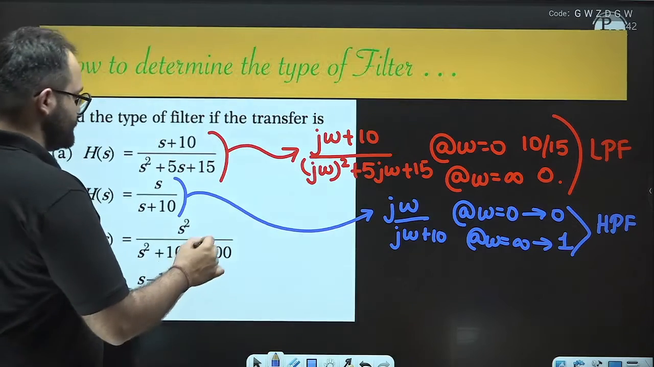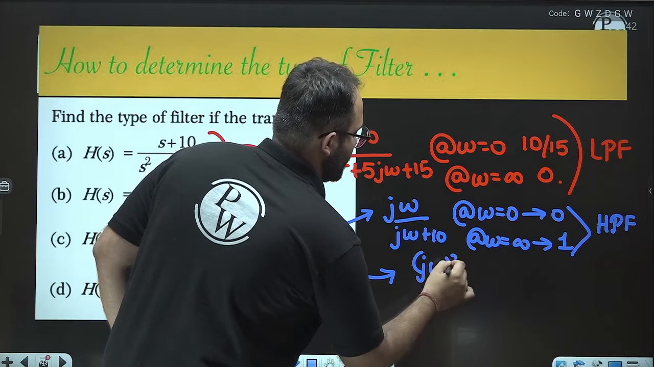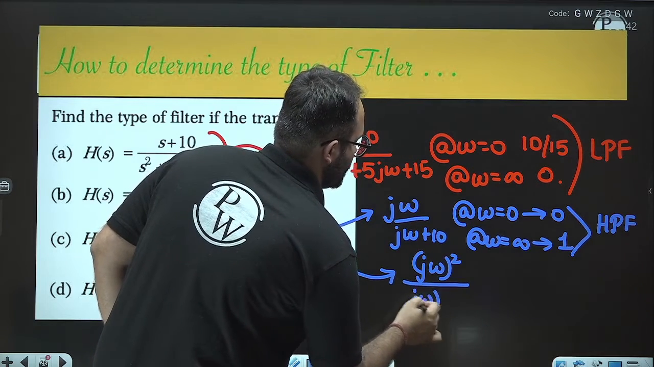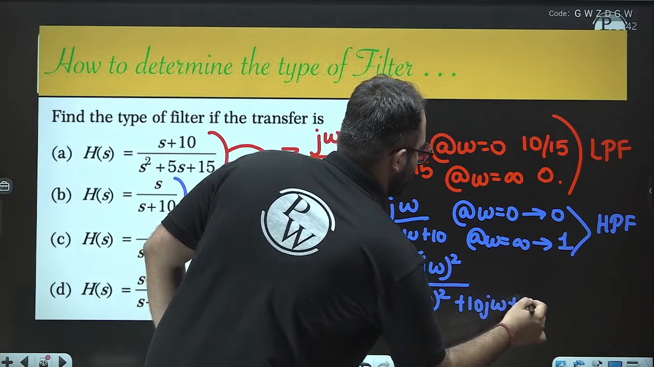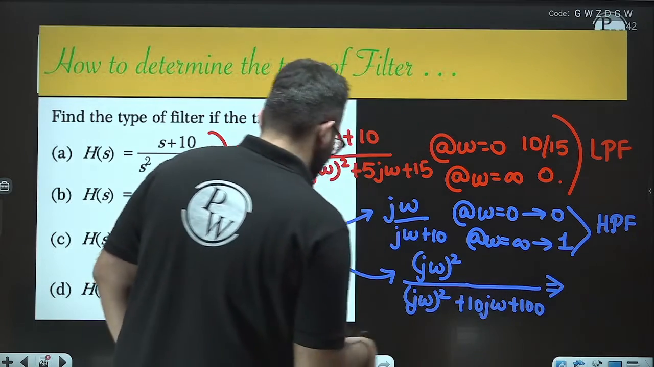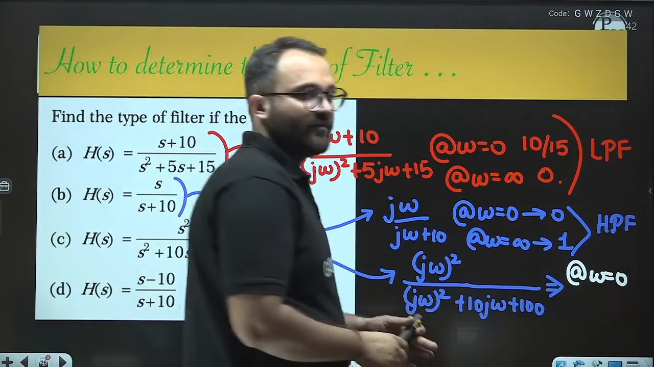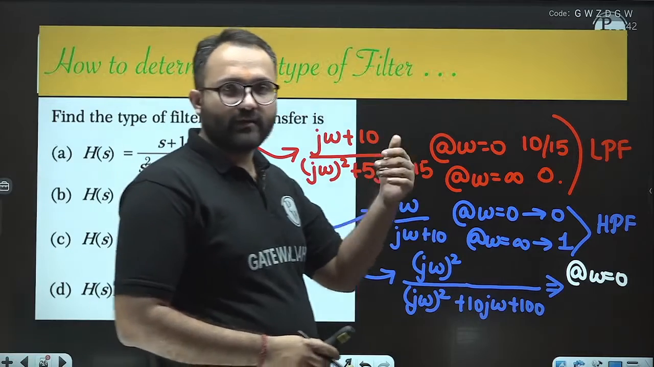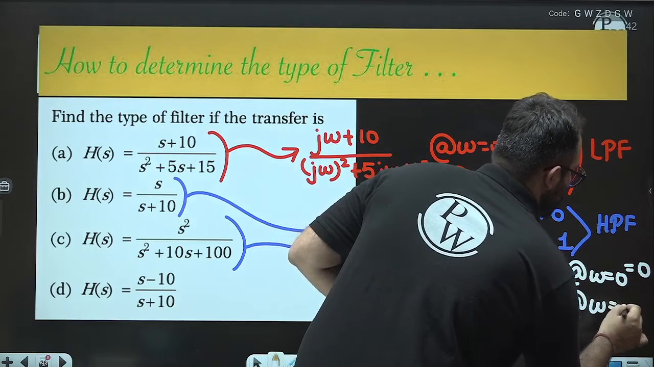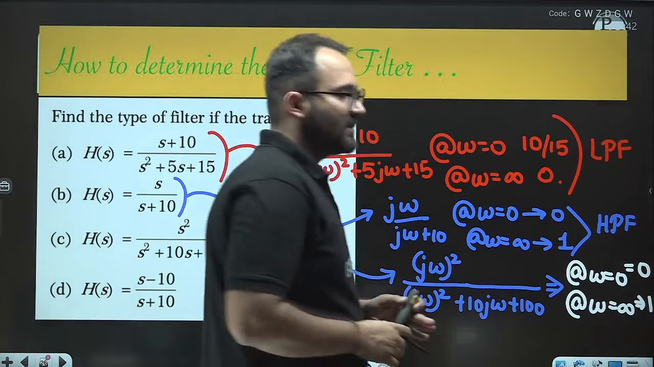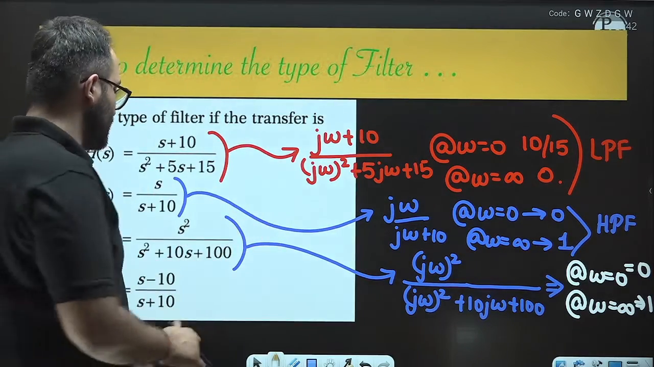Third one. This is (j omega) squared upon ((j omega) squared plus 10 j omega plus 100). At omega equal to 0, the numerator will become 0 and the result is 0. At omega equal to infinity, this will be 1, because numerator is also infinity square, denominator is also infinity square. So this is also a high pass filter.